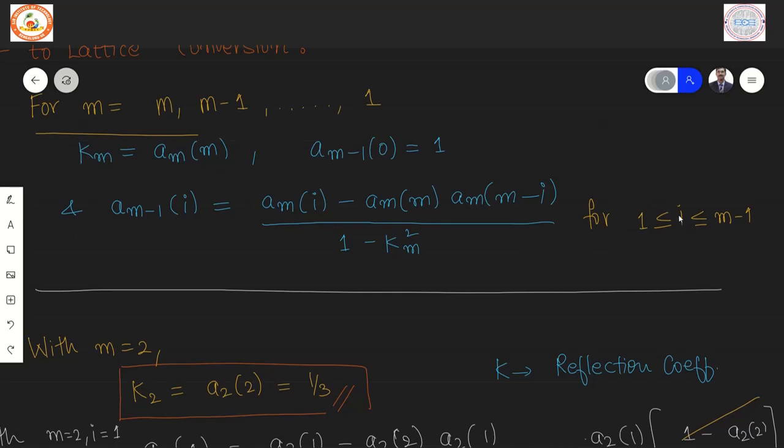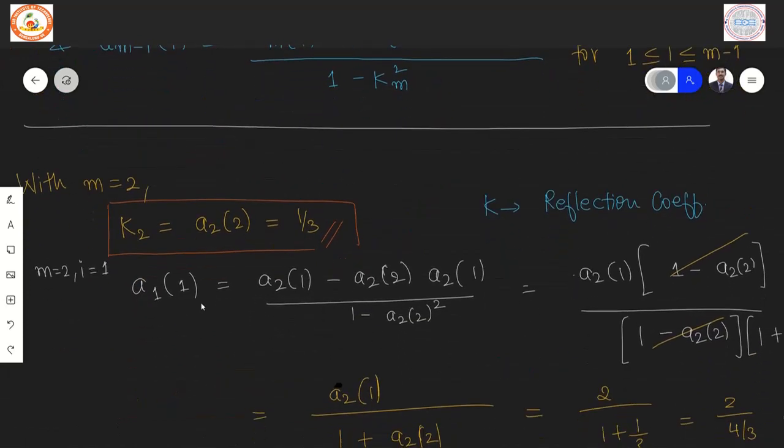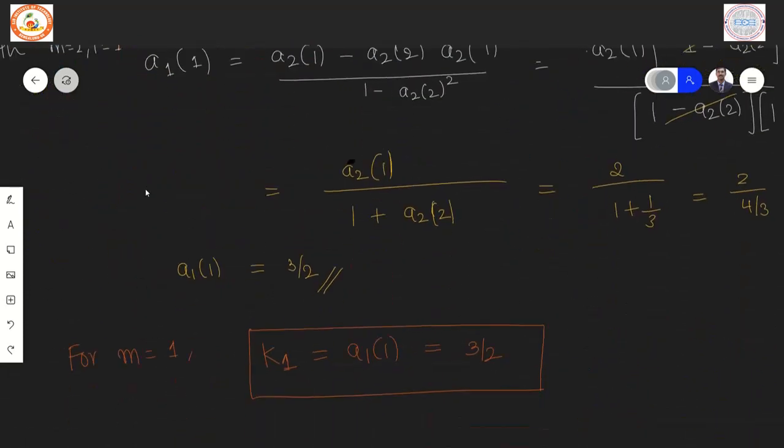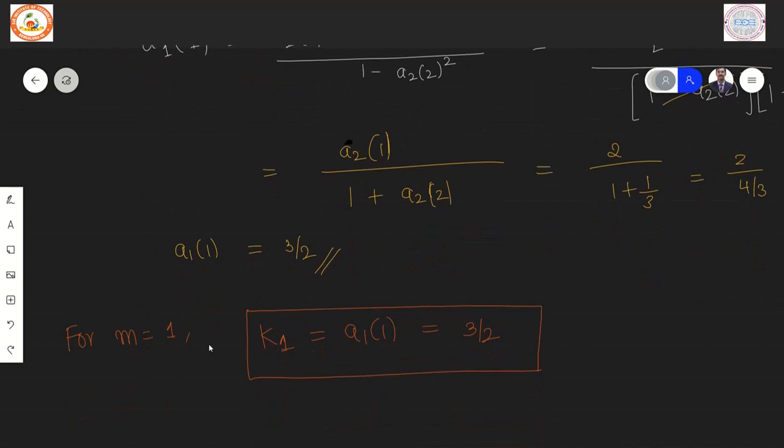That means that i should lie between 1 and m minus 1. So m minus 1, 2 minus 1, is equal to 1. So for m equal to 2, we have exhausted all the cases. Let us proceed now by taking the m value, which is m minus 1, that is m equal to 2, 2 minus 1 is 1. So this time a small m will take a value equal to 1. Similarly, the first equation will give you k1 is equal to a1 of 1 is equal to 3 by 2.